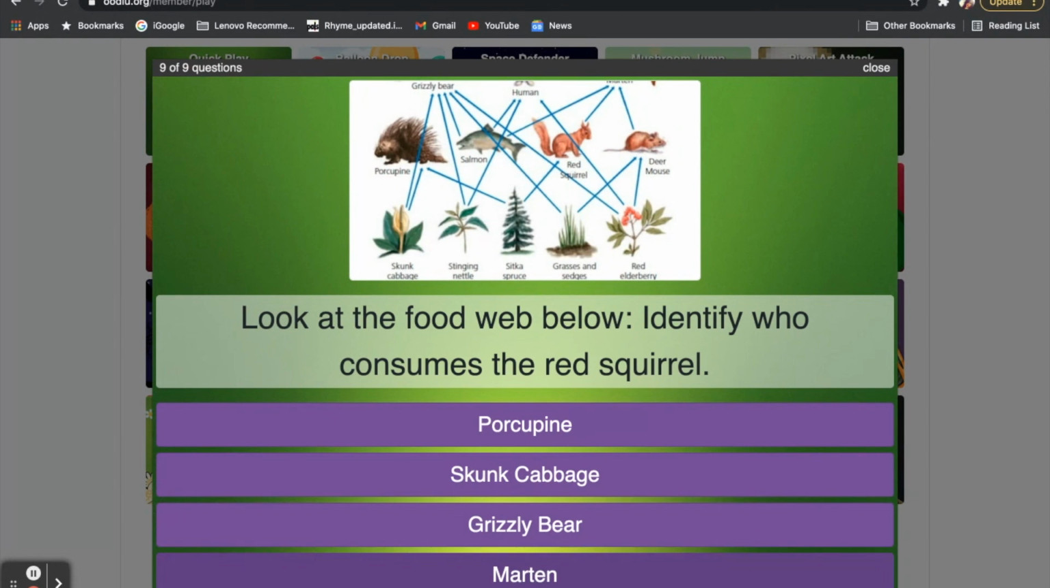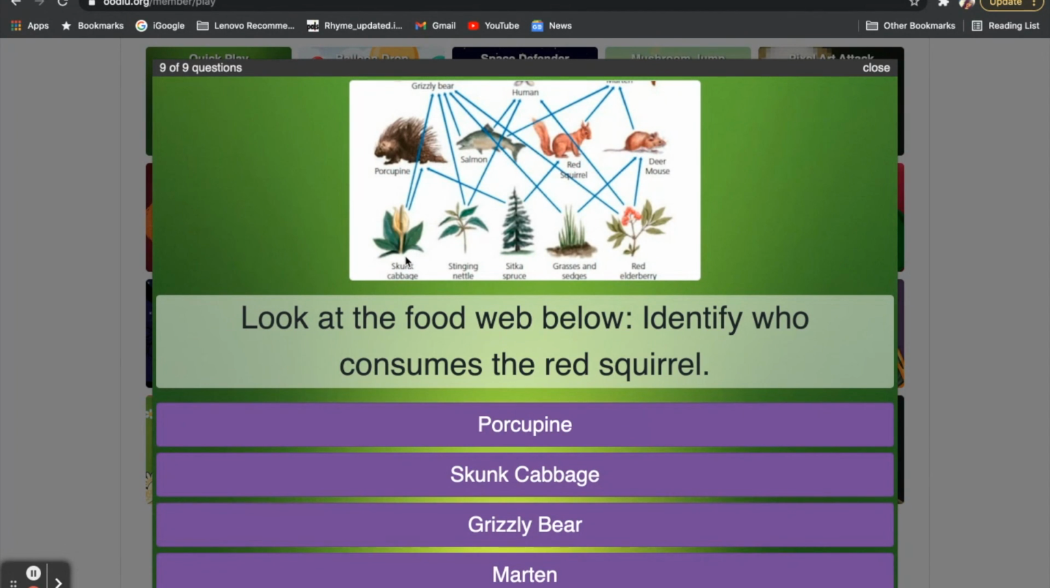If you said marten, that is correct. We see that our red squirrel is here and it goes up to the marten. It shows that the marten eats the red squirrel for energy. It can't be the porcupine. There are no arrows pointing from the red squirrel to a porcupine. And plus, a porcupine is an herbivore. And it can't be a skunk cabbage.